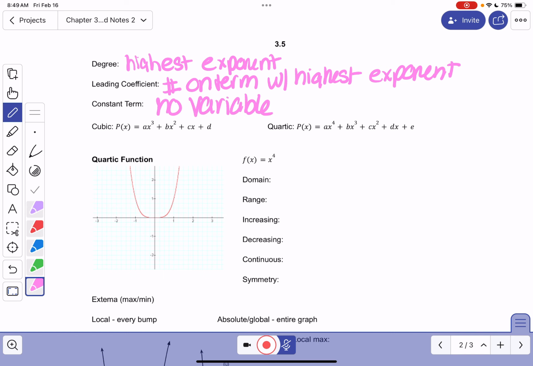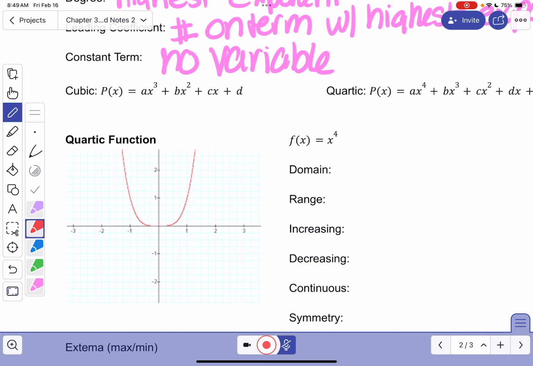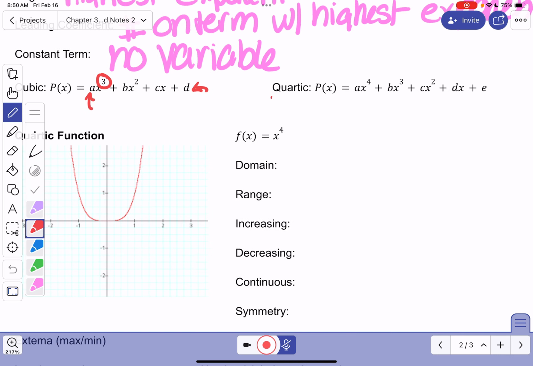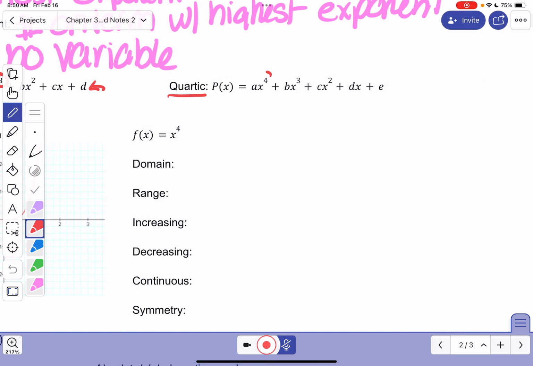So if we look at a cubic, our degree would be 3, because that's the highest term. The A would be the leading coefficient, because it's on that term. And the D is the constant, because there's no x with it. On a quartic function, the degree is 4. Our leading coefficient would be A, because it's with the x to the 4th. And the constant would be E, because it has no x.